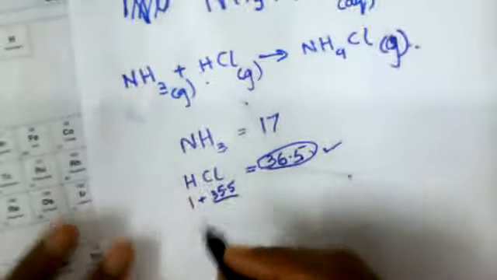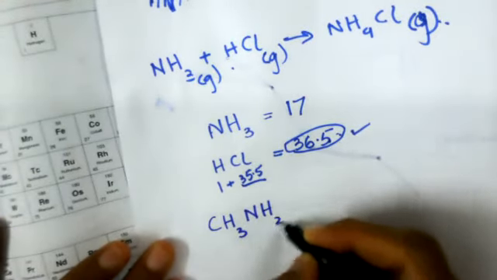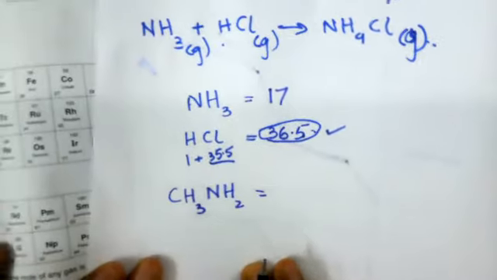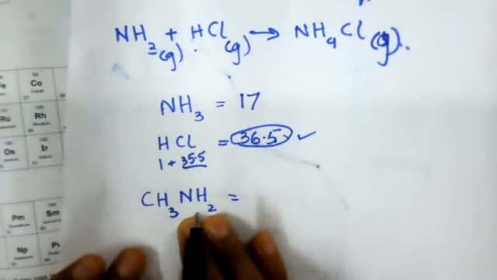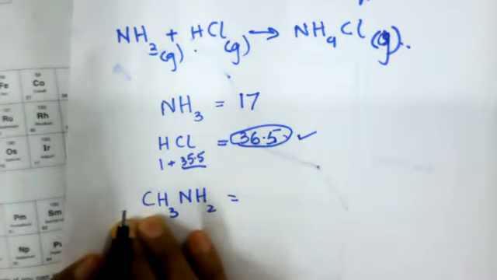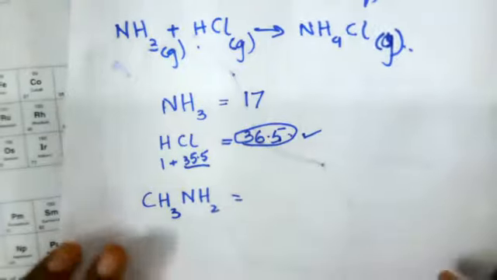Now methylamine. Methylamine is CH3NH2. What do you think it is? Zores, please calculate the molecular mass for us. Heavier. So, ma'am, what we will do, we will go to the periodic table first of all.